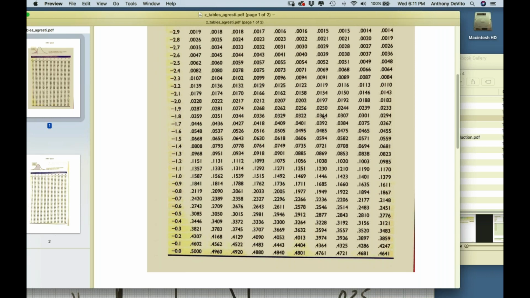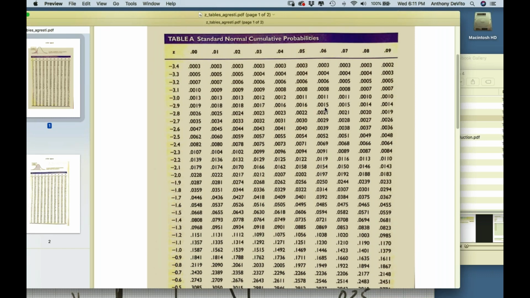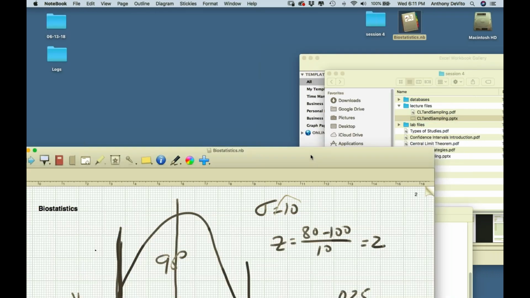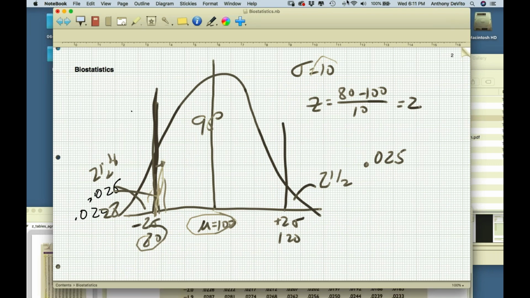It's 1.96. So really, the z-score for 95% on either side is not really 2. It's really 1.96, right? Minus 1.96 and plus 1.96 standard deviations from the mean to represent 95% of the population inside, right? So that's very interesting.